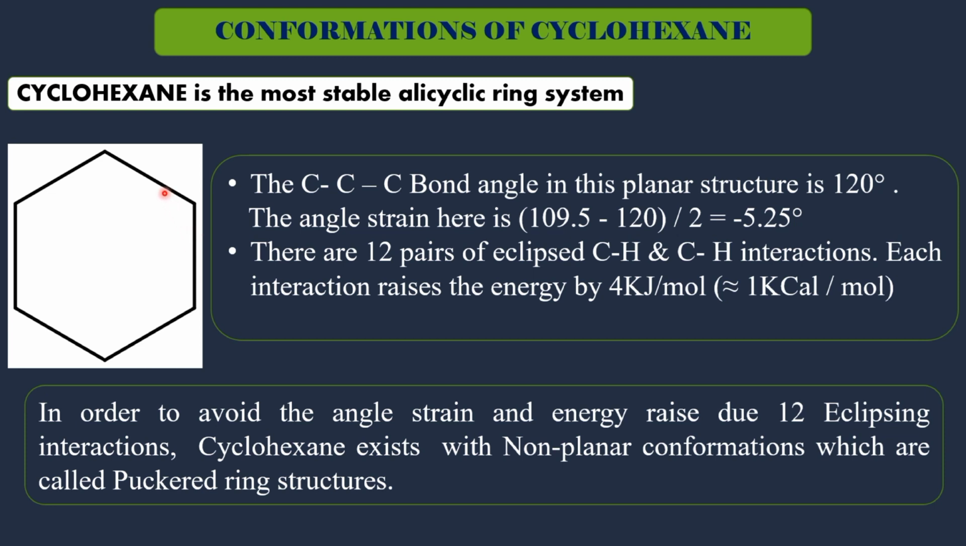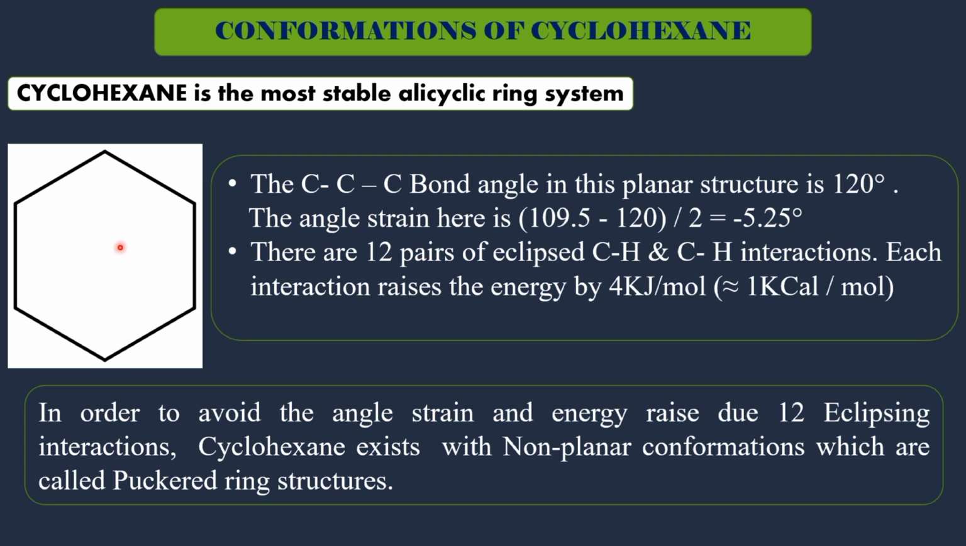The angle strain between these two CC bonds will be the normal tetrahedral bond angle 109.5 minus the actual bond angle 120 degrees, divided by 2. That gives 5.25 degrees. So like this, there is angle strain between all the carbon-carbon bonds. This angle strain increases the energy of the molecule. That is why cyclohexane does not exist in this planar form.